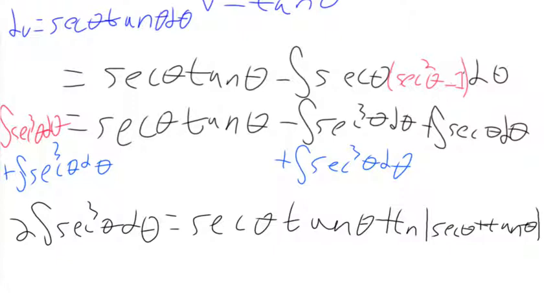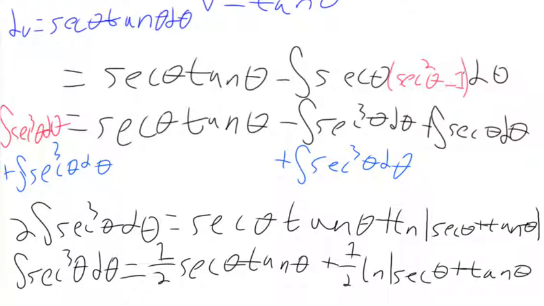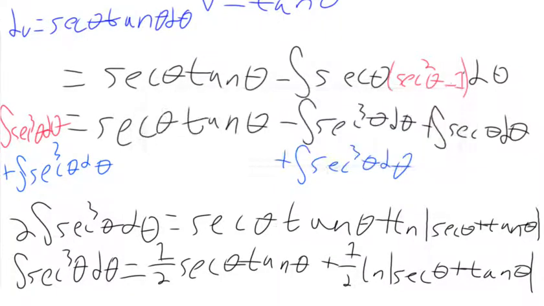Now I'm just going to multiply both sides by 1/2, so I have the integral of secant cubed theta d theta equals 1/2 secant theta tangent theta plus 1/2 natural log absolute value of secant theta plus tangent theta. So now we figured out the integral of secant cubed theta, and I did not put down plus c because we are not through with the big integral. So I'm going to take this and go back to the first slide and plug it back in. So let me go back there.